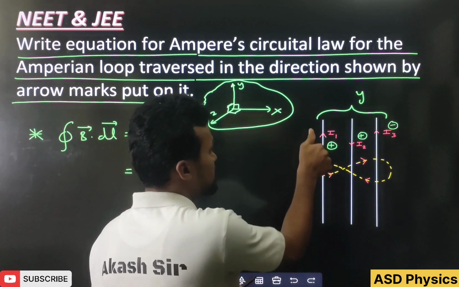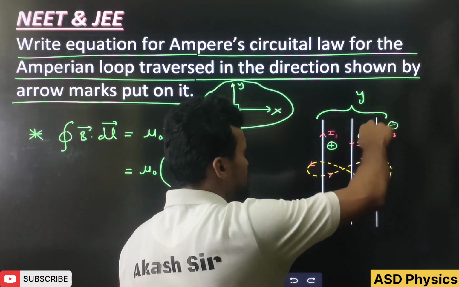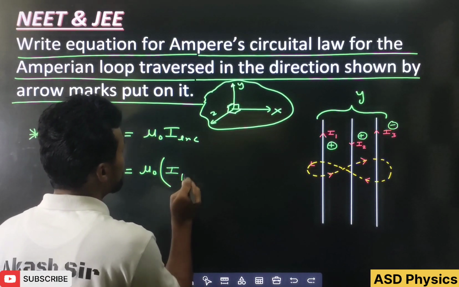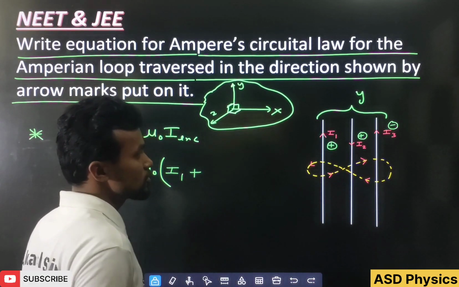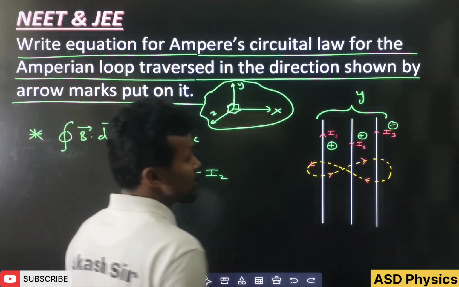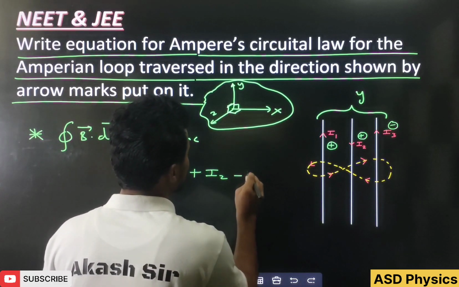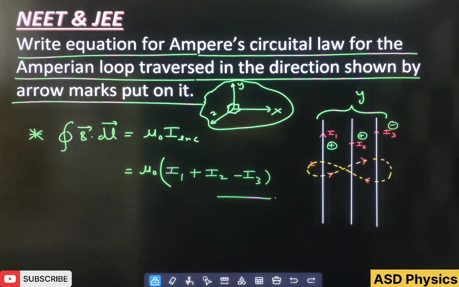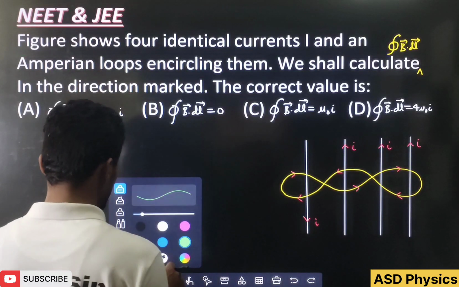So again I will check one more time: this I1 positive, I2 positive, and I3 means reverse direction, going negative. Okay, so I1 is positive because the magnetic field direction is along the Amperian loop direction. I2 is also positive because the magnetic field direction is along the Amperian loop direction. I3 will be negative because the magnetic field direction is opposite to the Amperian loop direction. So I enclosed is I1 plus I2 plus I3. Is it? Great.